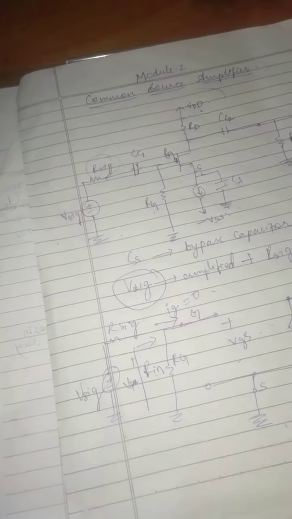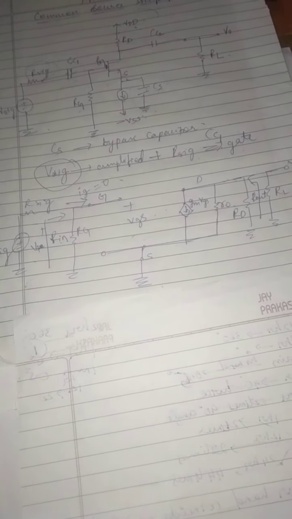Now, moving on with the derivation part. In the derivation, we are going to find the input resistance, output resistance, voltage gain and the overall gain. Expressions for these are necessarily required. Now, when we see here, Rin is not going to depend on RL.